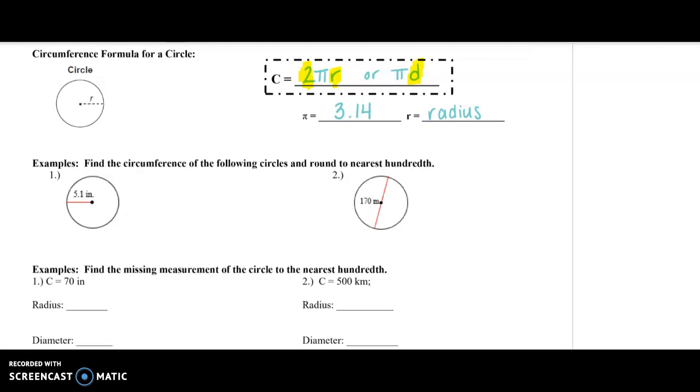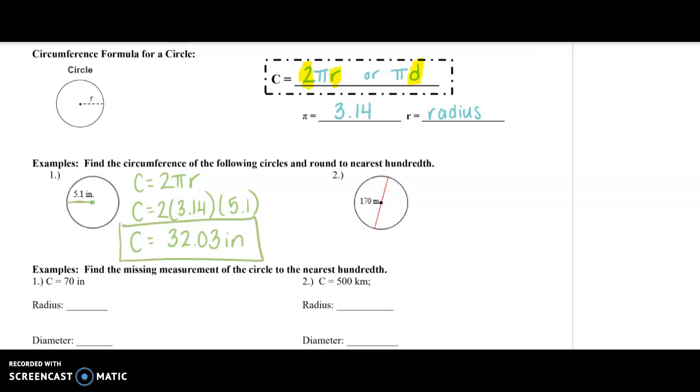So for number 1, we have a radius, because it just goes to the center, of 5.1. So when I go to do this, my circumference formula is 2 pi r. So my circumference is 2 times, remember I said we're using 3.14, times my radius, which is 5.1. So you just go into your calculator and type 2 times 3.14 times 5.1, and you would get 32.028, but we're rounding to the nearest hundredth, so it's going to be 32.03 inches.